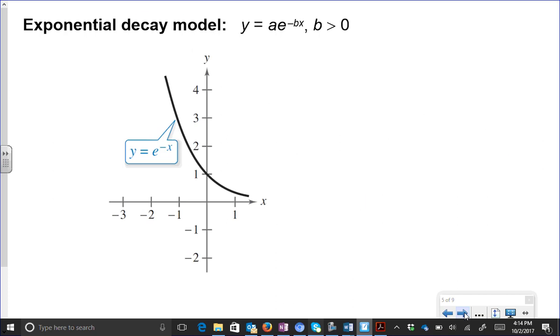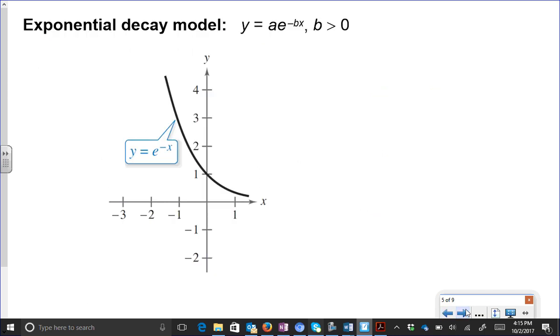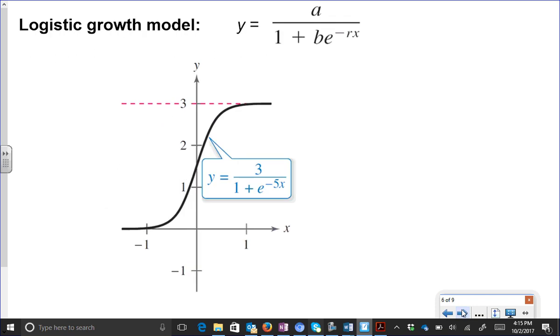Whereas if we go to this equation over here, B is negative, which means we have exponential decay. All right, so for these two, they're going to be the same. The coefficient of your exponent is going to be your rate. The coefficient in front of e is going to be your initial amount. All right, and so if B is negative, we just have exponential decay. And this funky looking graph, this is called logistic growth.